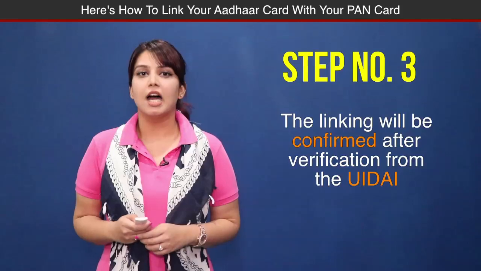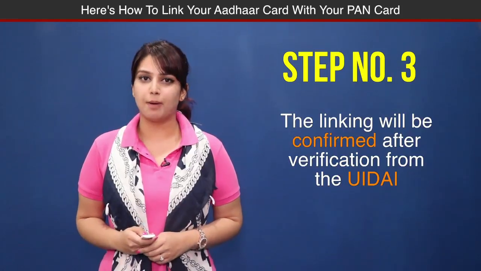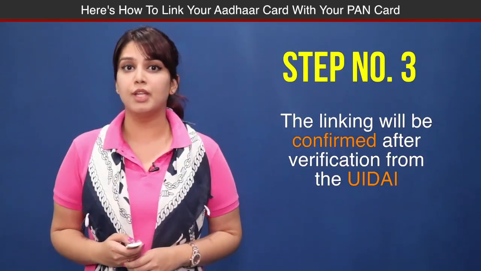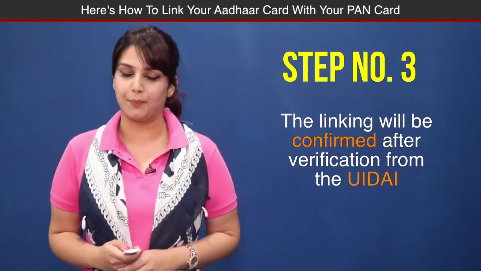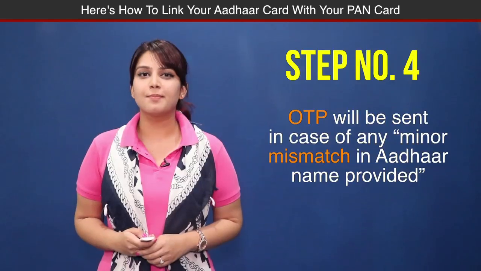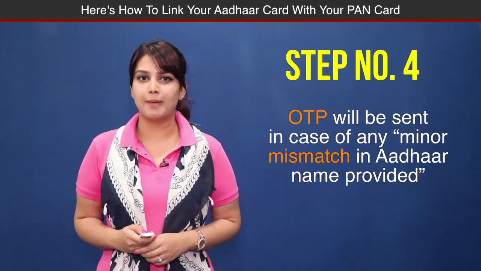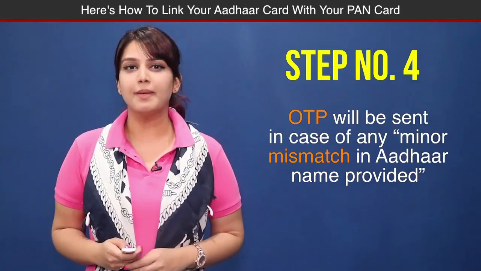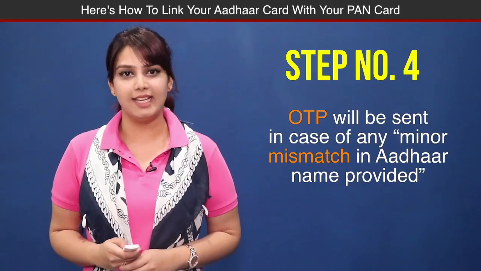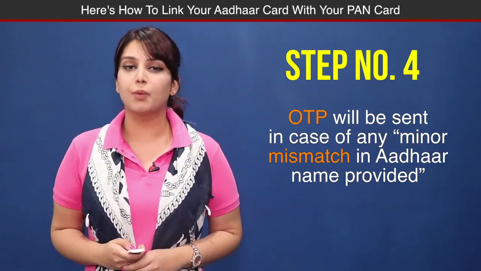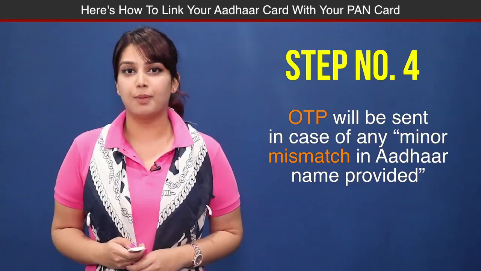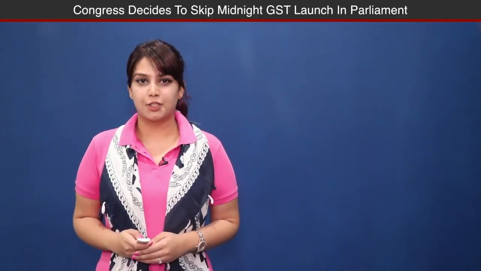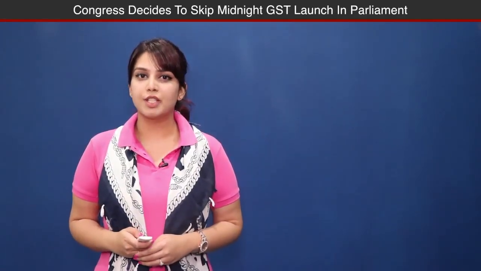Step number 3. According to the advisory provided by the department on its homepage, the linking will be confirmed following verification from the Unique Identification Authority of India. Step number 4. It also specifies that in case of any minor mismatch in Aadhaar name provided, a one-time password will be required, which will be sent on your registered mobile number and email. In order to ensure linking without failure, make sure that the date of birth and gender in PAN and Aadhaar are exactly the same.